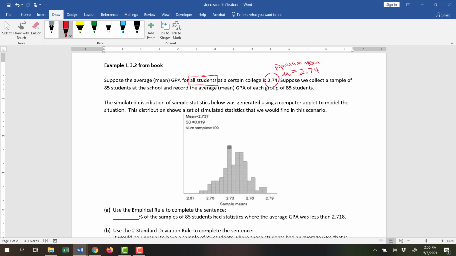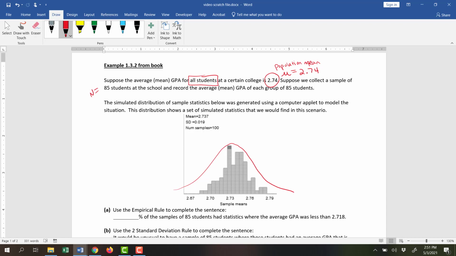Then it says we collect a sample of 85 students. That's sample size n equals 85 at the school. We record our sample's average mean GPA. And the distribution is given below, a distribution of sample statistics that was generated with a computer. It shows us a set of simulated X bars we would expect to see if we repeatedly sampled groups of 85 students from this population.